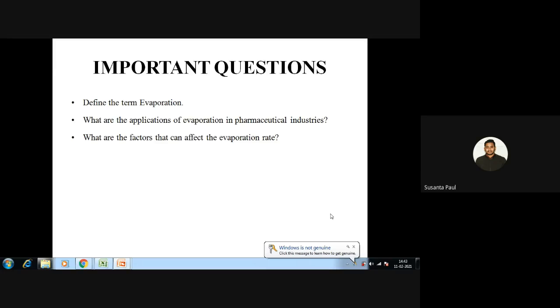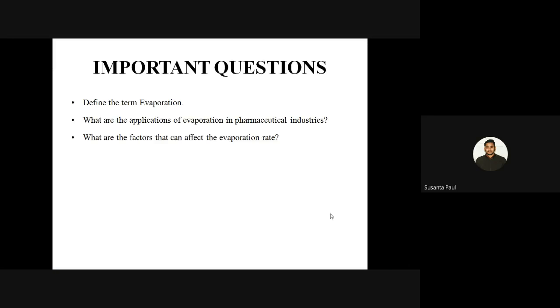And the third one is: what are the factors that can affect the evaporation rate? The temperature is the primary factor, and it is directly proportional to the rate of evaporation. That means if we increase the temperature, we will increase the rate of evaporation. The second factor is the surface area of the evaporator. The higher the surface area, the maximum rate of evaporation you will get. So we can say the surface area is directly proportional to the rate of evaporation.